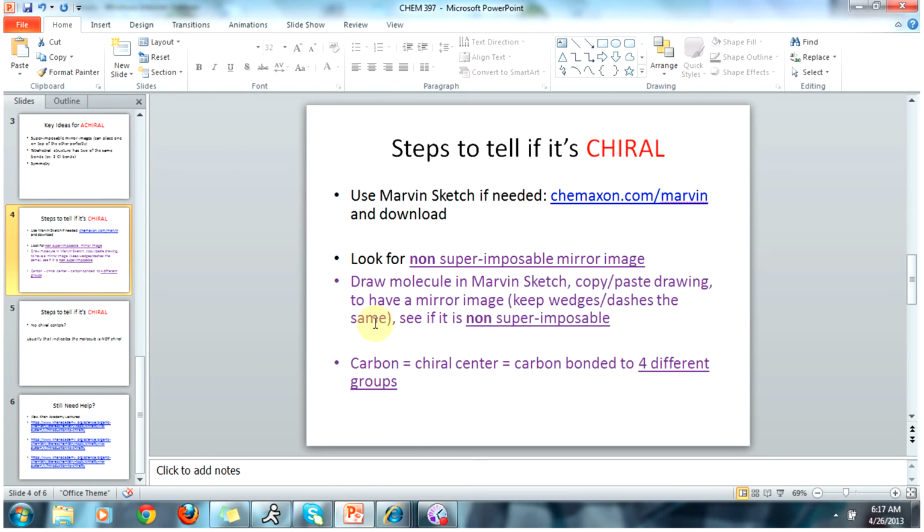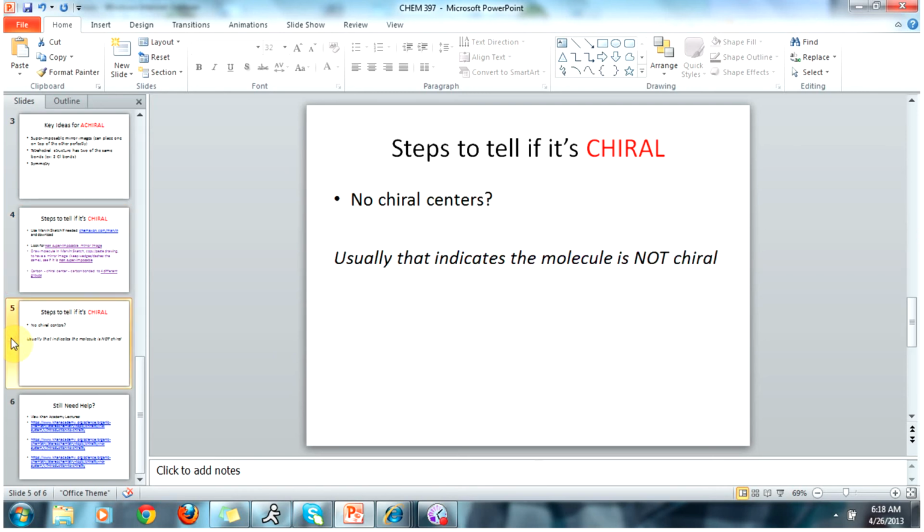To tell if it's chiral, again, draw it out in Marvin Sketch. Look for a non-superimposable mirror image this time. Another thing I want to note is that if you have a carbon with a chiral center, that means that carbon is bonded to 4 different groups, not necessarily 4 different atoms, but 4 different groups, and again we'll go into an example of that. But if you do not have a molecule that has any chiral centers, usually that indicates that the molecule is not chiral. And again, we'll go into an example.